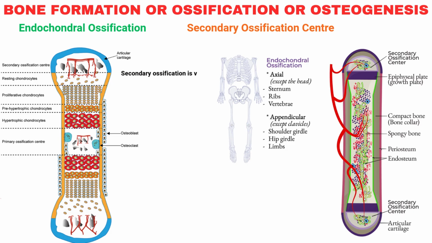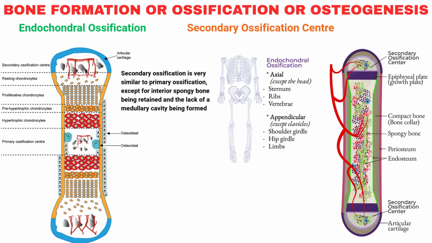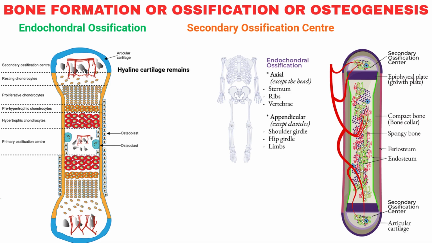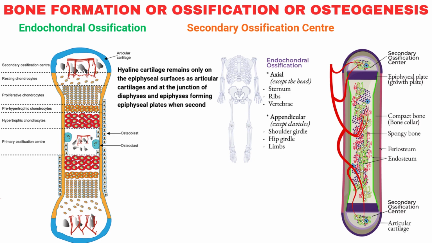Secondary ossification is very similar to primary ossification except for interior spongy bone being retained and the lack of a medullary cavity being formed in the epiphysis. Hyaline cartilage remains only on the epiphysis surface as articular cartilages and at the junction of diaphysis and epiphysis, forming epiphyseal plates when secondary ossification is complete.